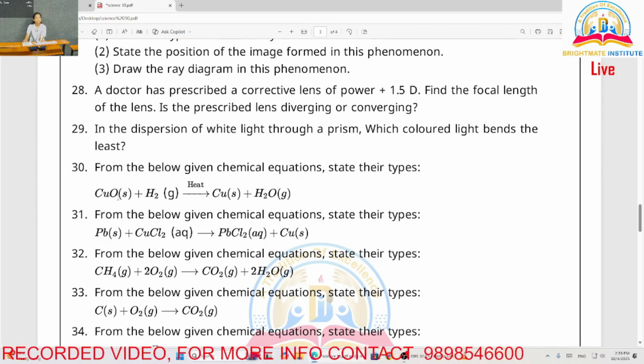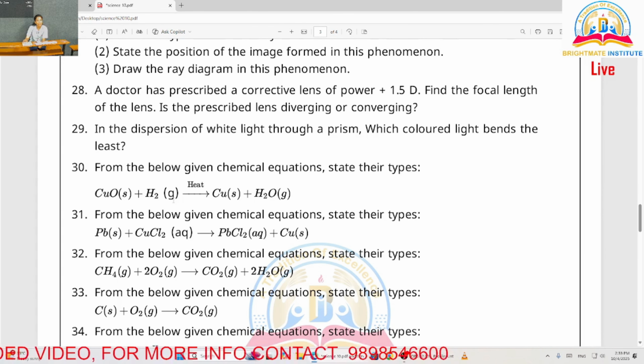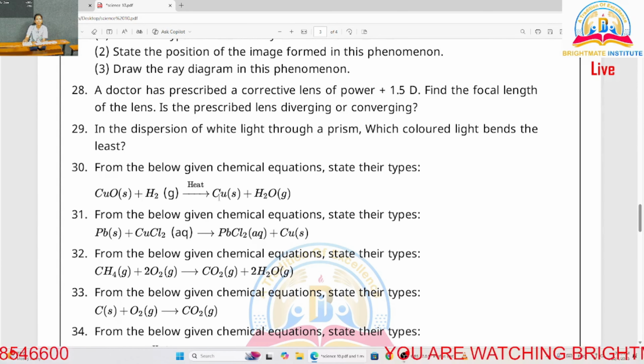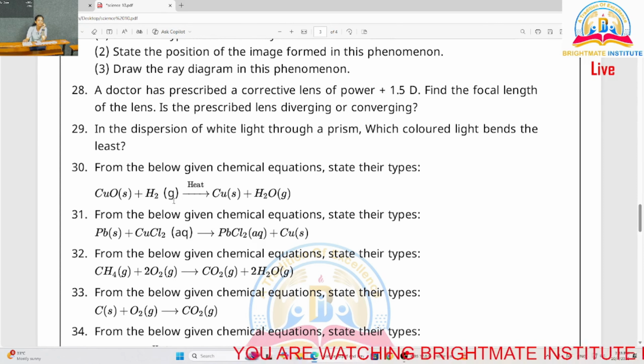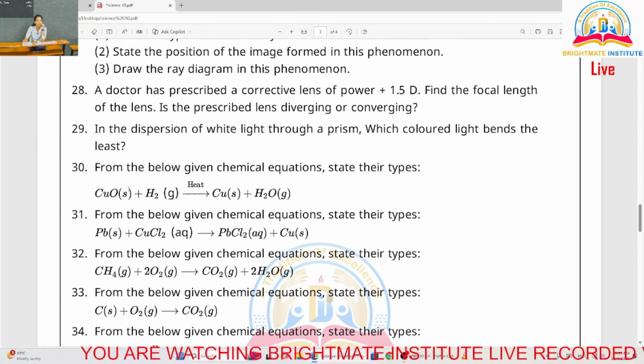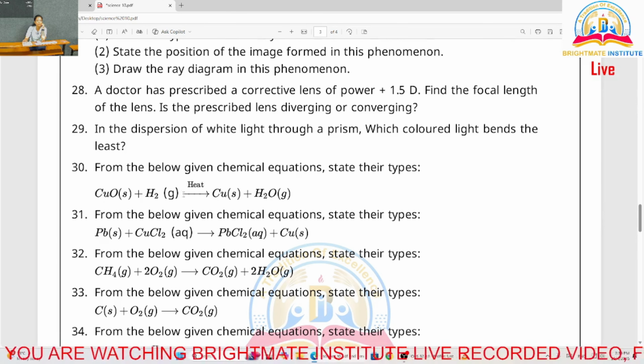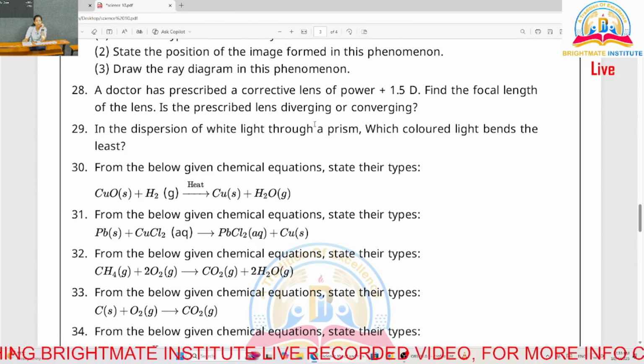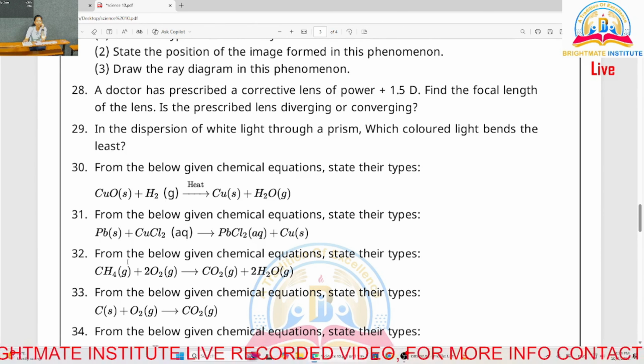So here CuO, which is in the solid form, plus H2 in the gaseous form, both are reacted and heat is involved, then it gives Cu plus H2O. So what is this? This is a displacement reaction, because as we have studied that A plus BC gives AB plus C. So here the same reaction, so it is the displacement reaction, because see, Cu is separated and O has gone with H2. So Cu plus H2O, it is a displacement reaction.